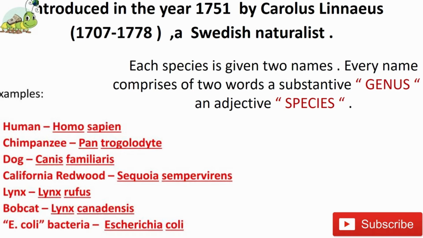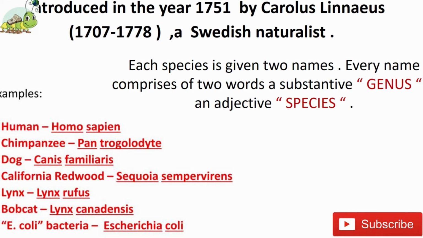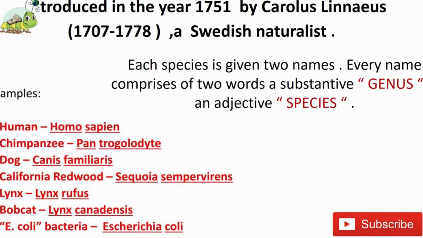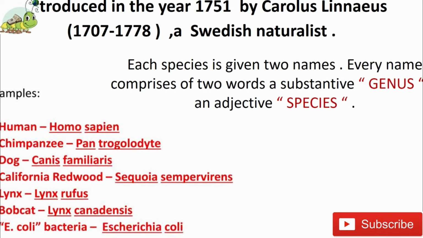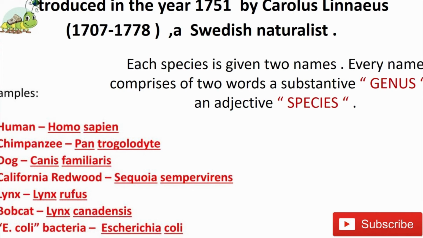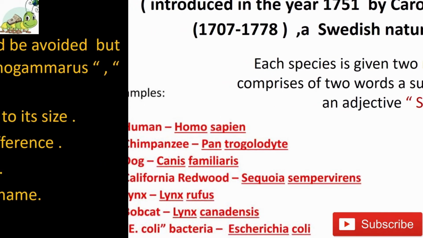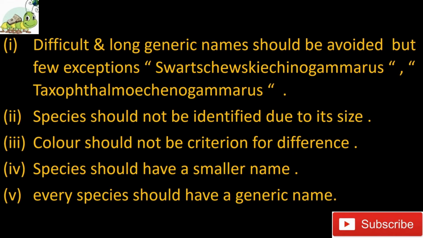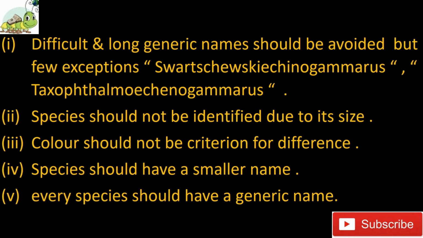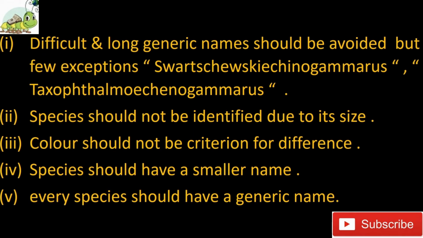Point number 8. The name should be short, precise, and easy to pronounce. Point number 9. The name should refer to some important character of the plant. Point number 10. The name should be in Latin or can easily be converted into Latin. Point number 11. The name should not contain less than 3 and more than 12 letters. Now, the rules are stabilized and are given in ICBN, the International Code of Botanical Nomenclature, and ICZN, the International Code of Zoological Nomenclature.